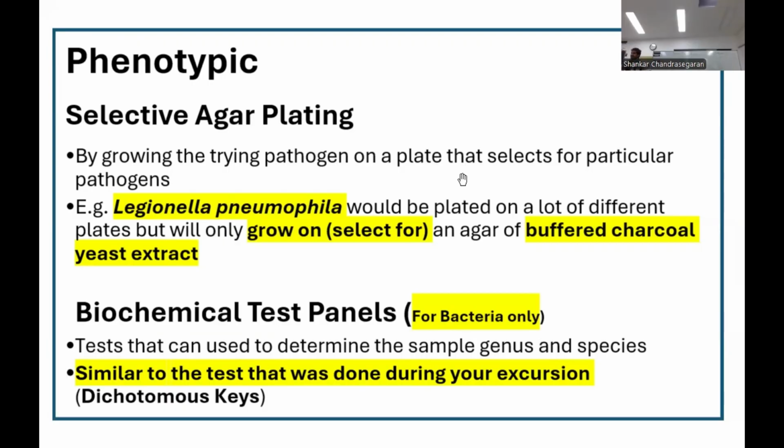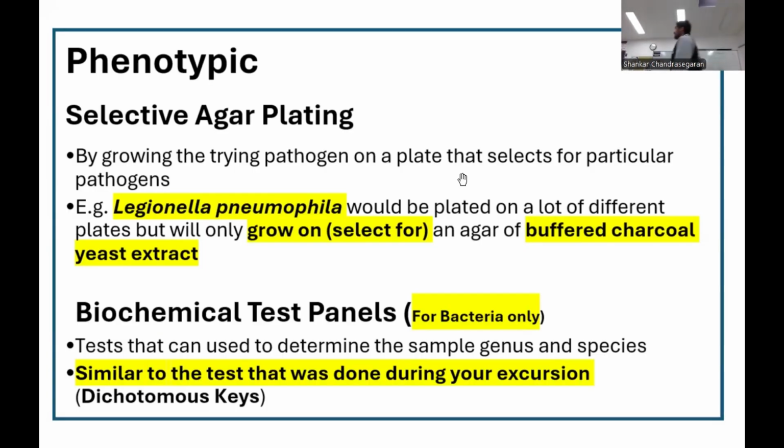Let's say we have 50 plates, each of them is selecting for a specific pathogen. We will plate on all of them until one of them shows a growth. And when there is growth on that plate, we will then also trace it back to what pathogen can actually grow on that plate, and as a result, we'll know what pathogen we're actually dealing with. Okay, anyone confused by selective agar plating?